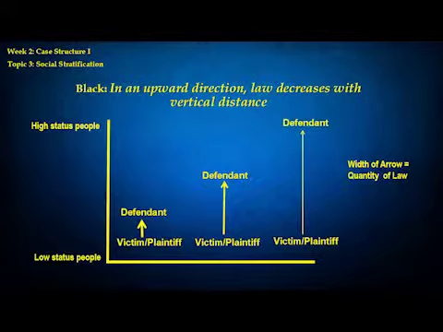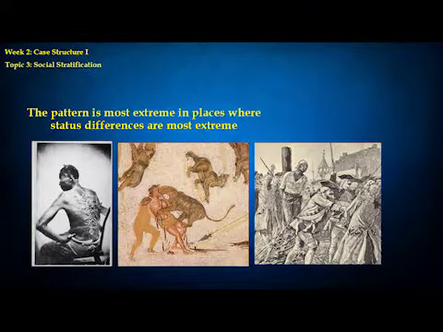Another way of understanding this pattern is to think about it in terms of the difference between upward and downward law, which is most extreme in places where the status differences are most extreme. And you see these kinds of cases in, say, societies that practice slavery, which is something that's been done around the world throughout history in many societies, including in America before the Civil War.